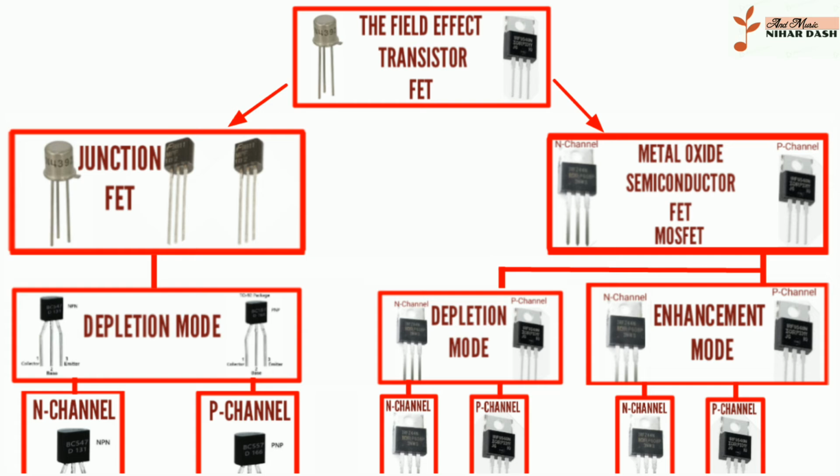Enhancement type. The enhancement mode MOSFET is equivalent to a normally open switch, and these types of transistors require a gate source voltage to switch on the device. The symbols of both N-channel and P-channel enhancement mode MOSFETs are shown below. Symbols of enhancement mode MOSFET.